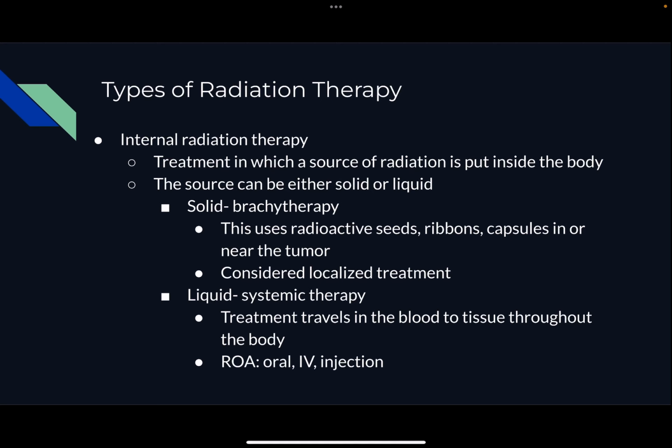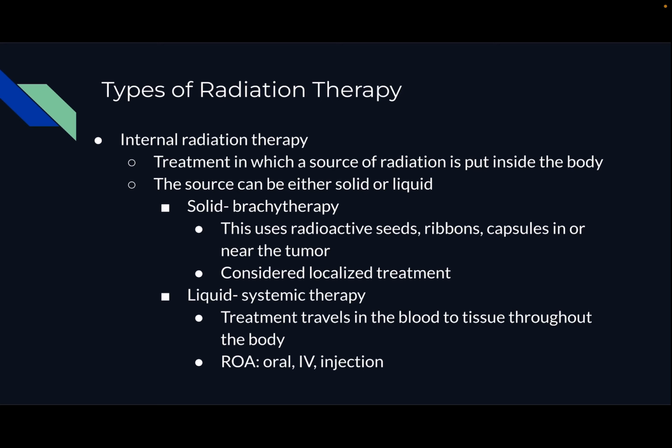Now, internal radiation therapy, this is a treatment in which a source of radiation is put inside the body. The source can either be solid or liquid. For the solid source, it's usually called brachytherapy. This uses radioactive seeds or ribbons or capsules inside the tumor or just near the tumor, but inside the body. And it's also considered a localized treatment because it's only affecting the tumor itself.